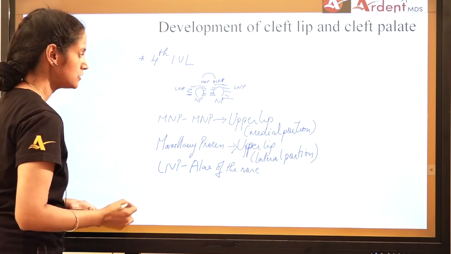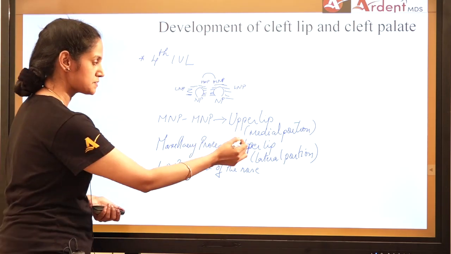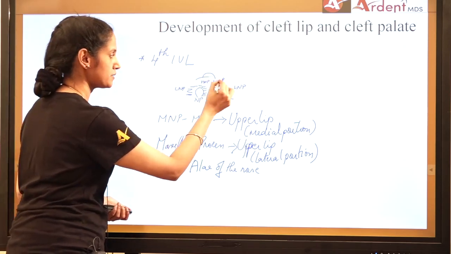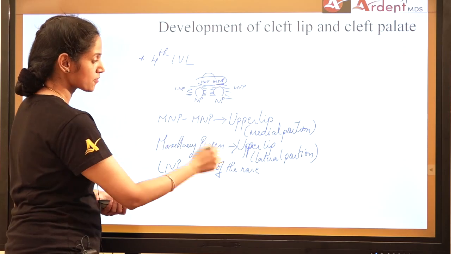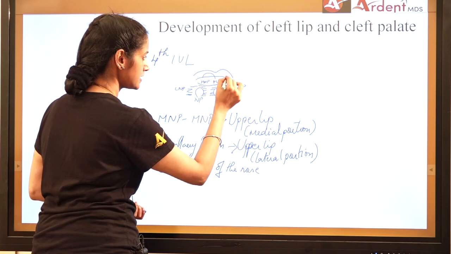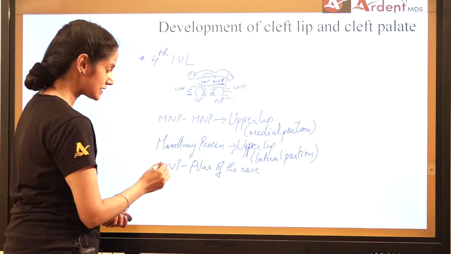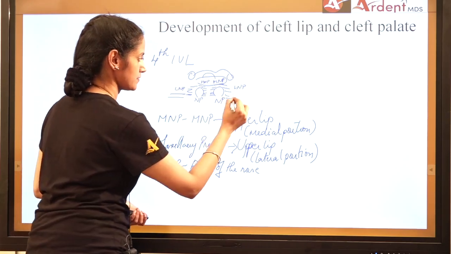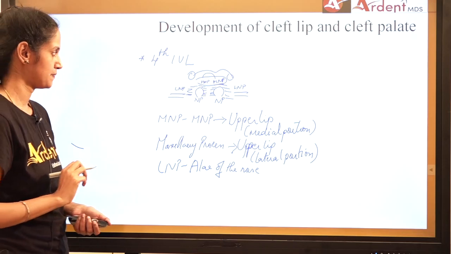Okay, so now we know how the upper lip is formed. The upper lip's medial portion is formed by the two medial nasal processes, and the maxillary process is involved in the formation of the lateral portion of the upper lip, whereas the lateral nasal process is involved in the formation of the ala of the nose.